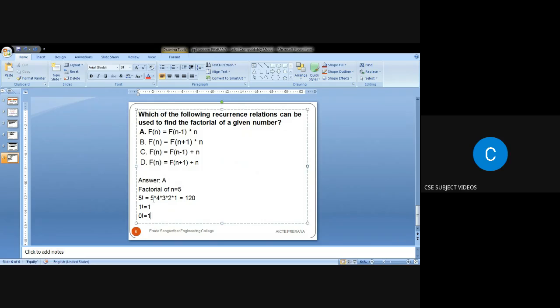So what is the basic operation here? It is multiplication. So what is the multiplication here? F of n into n minus 1. So for example, 5 factorial: 5 into 4 is 20. Now 20 into 3.